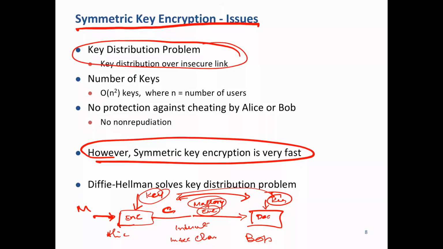Second is that, if there are n people in an organization, and each needs to exchange a pair of keys with each other, all right, how many connections, how many pairs of keys will be exchanged? It will be of order n square, if n is the number of people, right? So it's equal to n into n minus 1 by 2. So order n square keys. And n square is a big number.